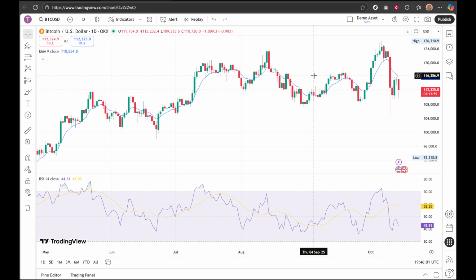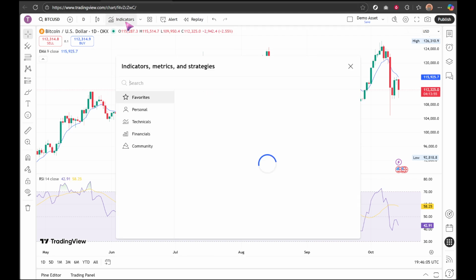Next, look toward the top of the screen and click on Indicators. This opens the indicator library where we'll quickly add tools that map out support and resistance for you. In the search bar, type the word support. This filters the list so you don't have to scroll around. You'll see several options, but we're going to keep it simple and focused. Add the indicator called Support Resistance Channel.